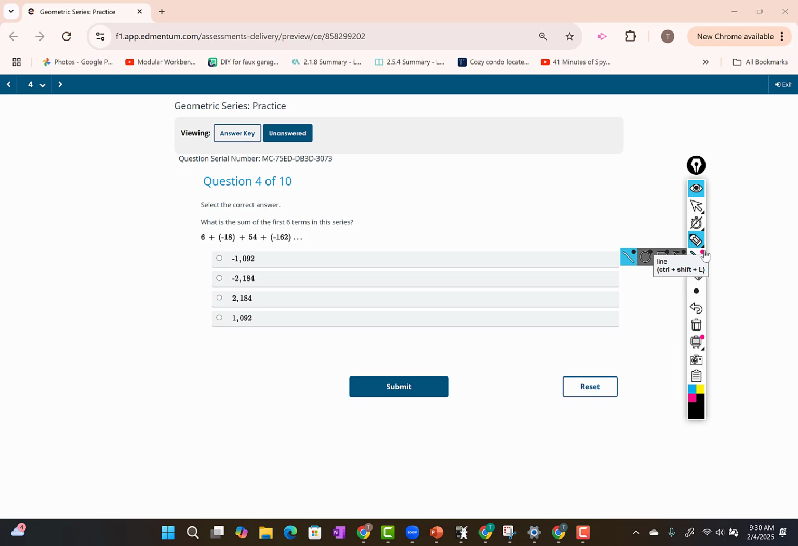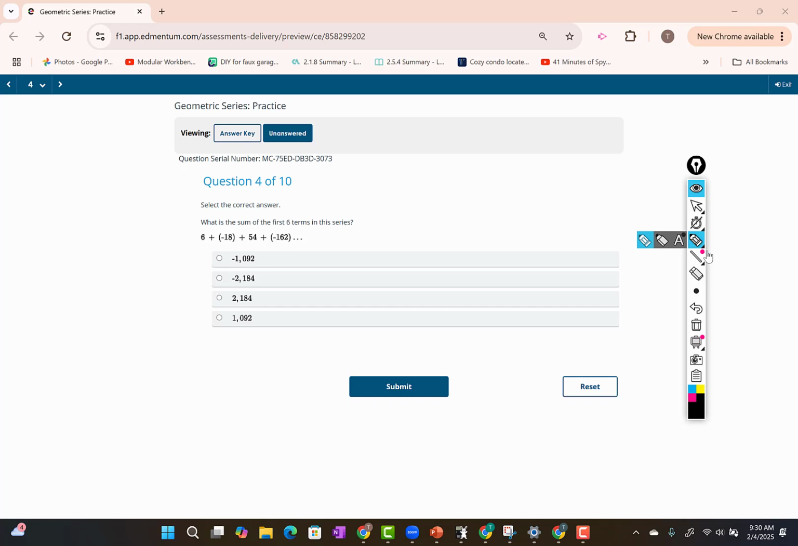Okay, so the logical way is we want to find the sum of the first 6 terms. We already know the first 4 terms. So we just need to find the 5th term and then the 6th term. So they tell us this section is geometric series. So we know there's a common multiplier. A lot of you can just look at this and tell what we're multiplying from term to term.